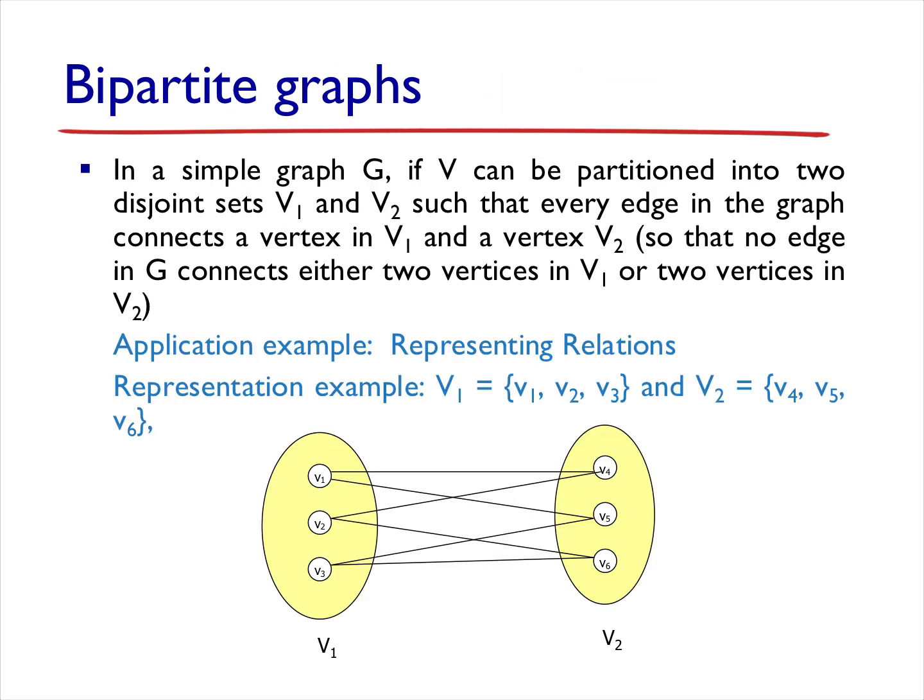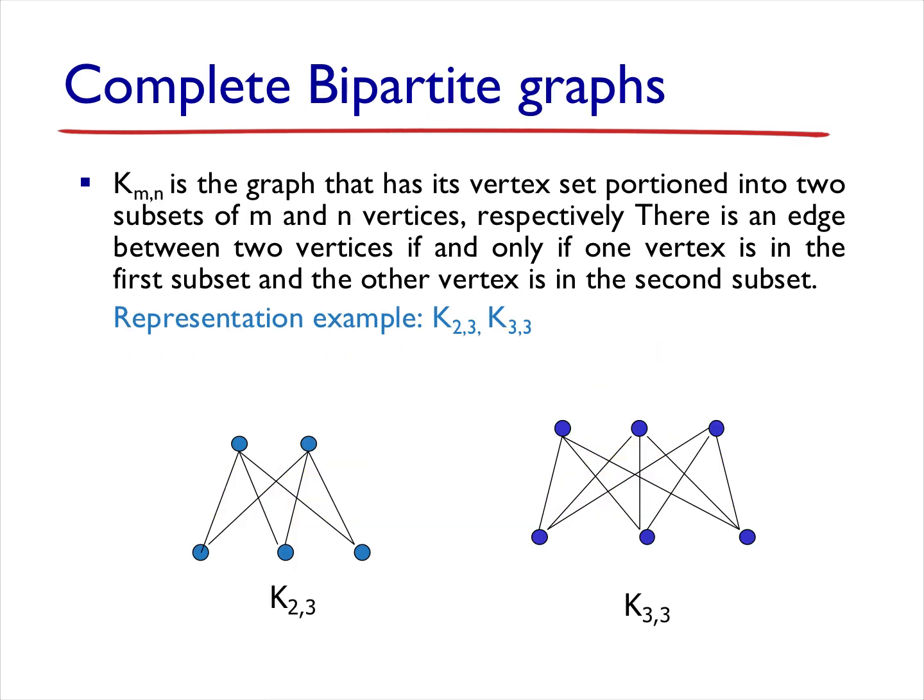A bipartite graph is a graph where you can divide the vertices into 2 separate sets, such that each set does not have edges between the vertices inside that set, and the only existing edges are connecting vertices in the two different sets or groups. So this is an example of a bipartite graph. If every single vertex here is connected to every single vertex here, it is a complete bipartite graph.